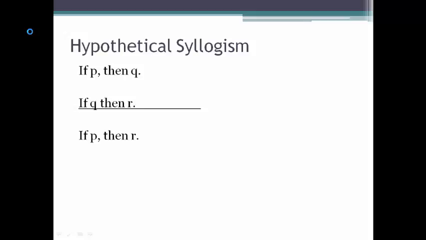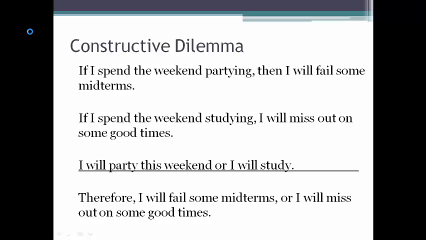The next argument form we're going to look at is one of the more complicated ones, and probably one of the less intuitive ones to see right away why it's valid. It's the constructive dilemma. And here's an example. The constructive dilemma has three premises, the first two of which are conditionals. So let's take a look at this particular example.